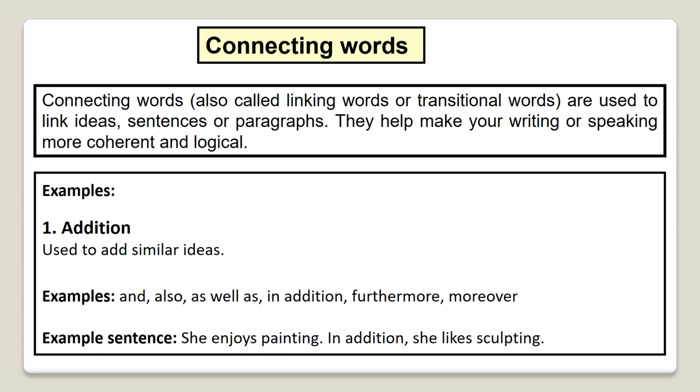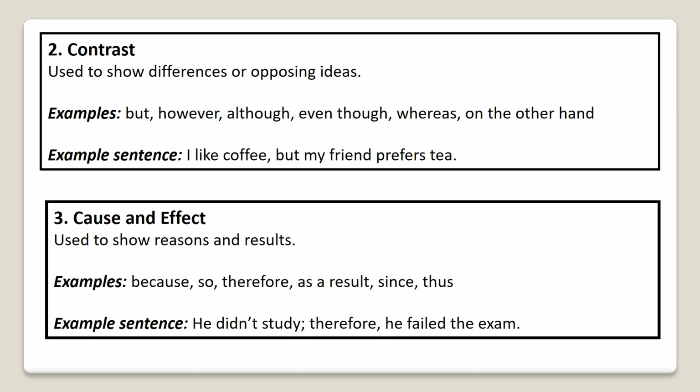Another way is to make contrast. The connecting words used to make contrast are used to show differences or opposing ideas. We use contrast words. They are the contrast connecting words. For example: but, however, although, even though, whereas, on the other hand. So these are contrast words used to show differences or opposing ideas.